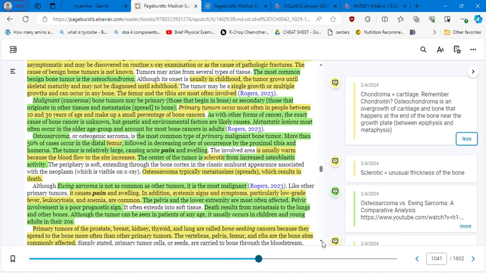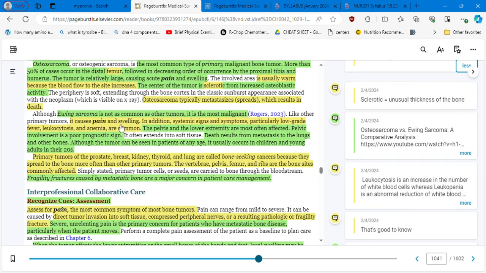Osteosarcoma. Now we have Ewing sarcoma. It's not as common as other tumors. It is the most malignant. Ewing sarcoma causes pain and swelling. In addition, systemic signs and symptoms, particularly low-grade fever, leukocytosis, and anemia, are common.